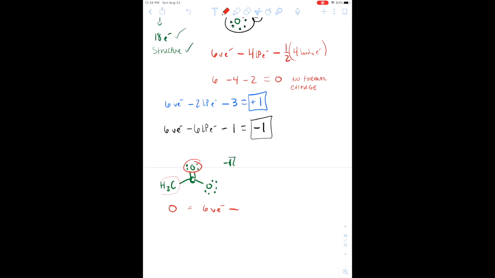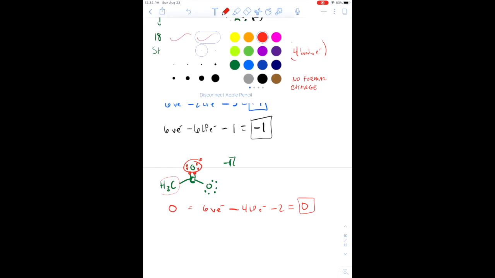So the oxygen right here in red, 6 valence electrons minus 4 total lone pair electrons. And then we've got 2 dots right there representing 2 bonding electrons. And then that adds up to 0, or it subtracts up to 0.